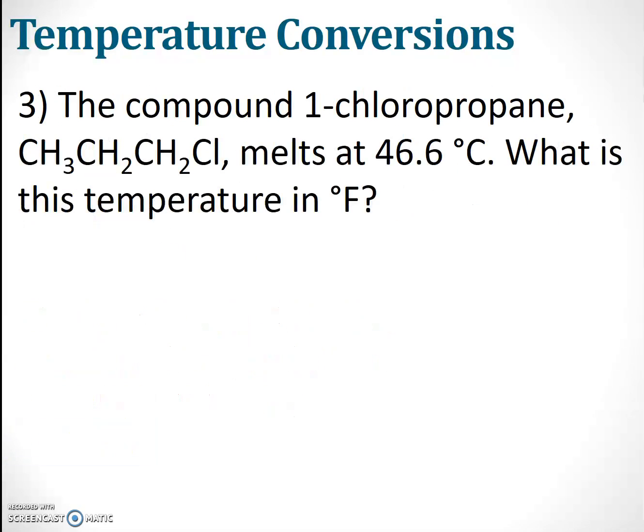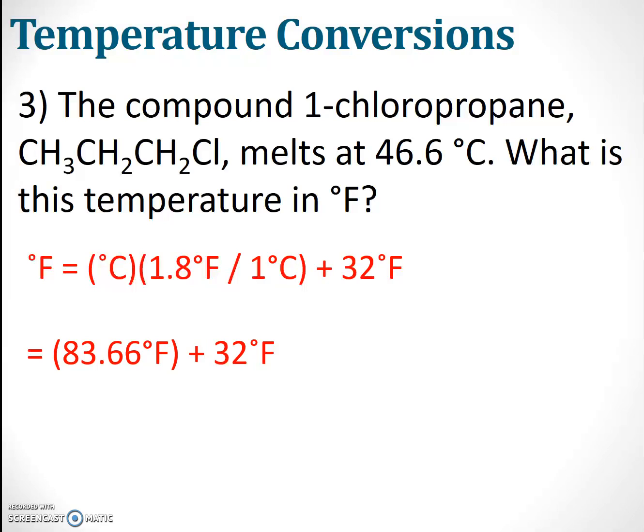All right, last but not least, the compound 1-chloropropane, and then it gives us the structural formula, which we'll talk about later this year, melts at 46.6 degrees Celsius. What is this temperature in Fahrenheit? So now we're going from Celsius to Fahrenheit rather than Fahrenheit to Celsius. So we have a similar equation to the one that we saw before, but it's kind of backwards. So we have the given in Celsius times 1.8 degrees Fahrenheit divided by 1 degree Celsius plus 32 degrees Fahrenheit.